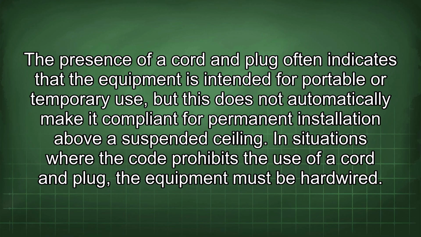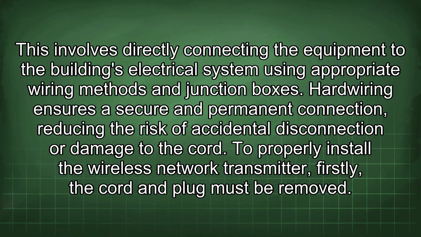In situations where the code prohibits the use of a cord and plug, the equipment must be hardwired. This involves directly connecting the equipment to the building's electrical system using appropriate wiring methods and junction boxes. Hardwiring ensures a secure and permanent connection, reducing the risk of accidental disconnection or damage to the cord.